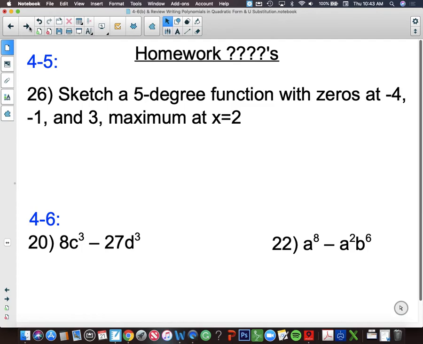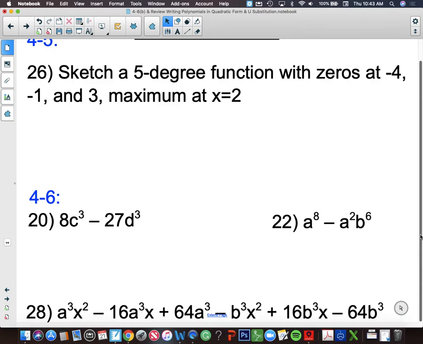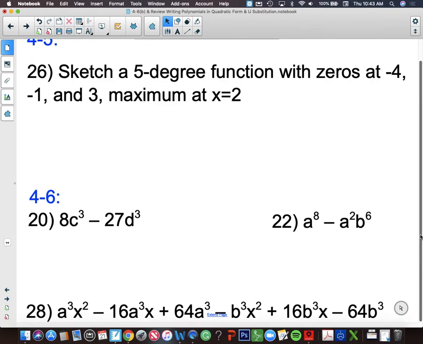So I picked a few of them that I thought would be a little bit more difficult, and we'll go through them so you have something to reference. So 26, I thought that might be a little bit more difficult because we didn't do any of those in class, so I'm going to show you just to confirm what you were doing on your homework to make sure you did it right. So we want to sketch a 5th degree function with zeros at -4, -1, and 3. And then we got a maximum at 2.